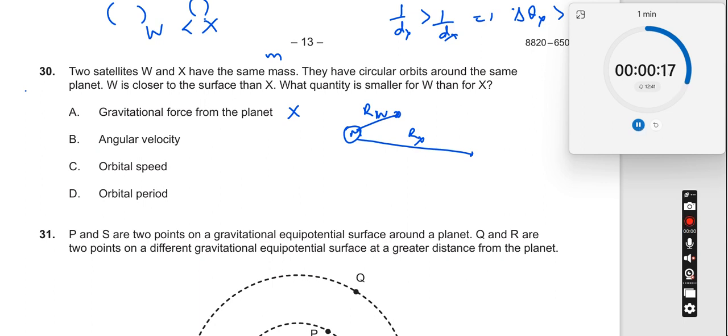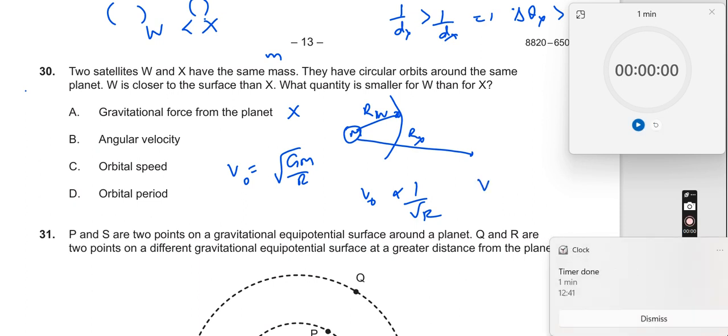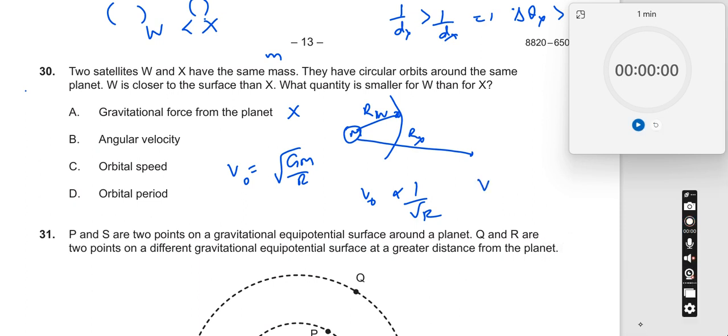Angular velocity. To determine angular velocity, we need the linear velocity, orbital speed. Orbital speed V is equal to what? Square root of GM by r, right? V0 is proportional to 1 by root r, because G and M are constant. So if Rw is less than Rx, Vw should be greater than Vx over here, right?